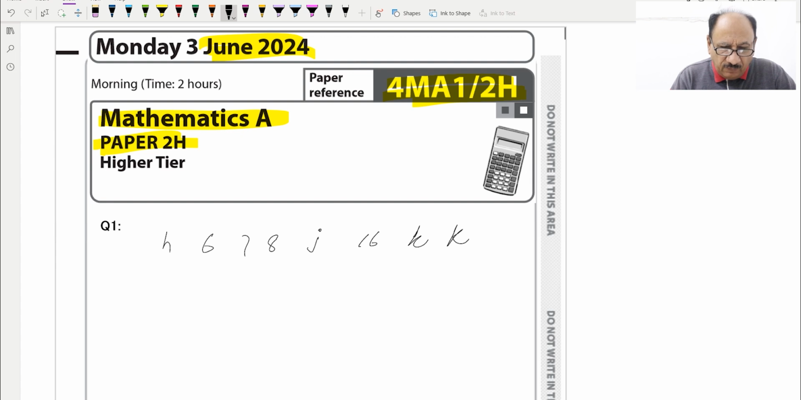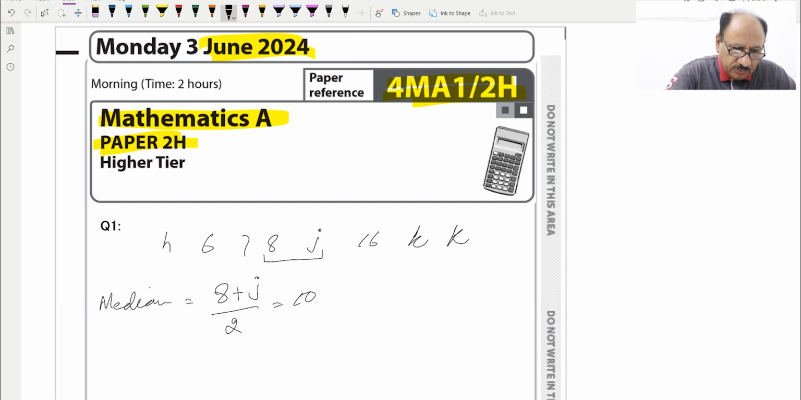So median of 8 numbers, we know the median is what? Median is the middle number: add the middle numbers and divide by 2. So median will be equal to (8 plus J) divided by 2, and they're telling us that is equal to 10, which we can simplify and find the value of J.